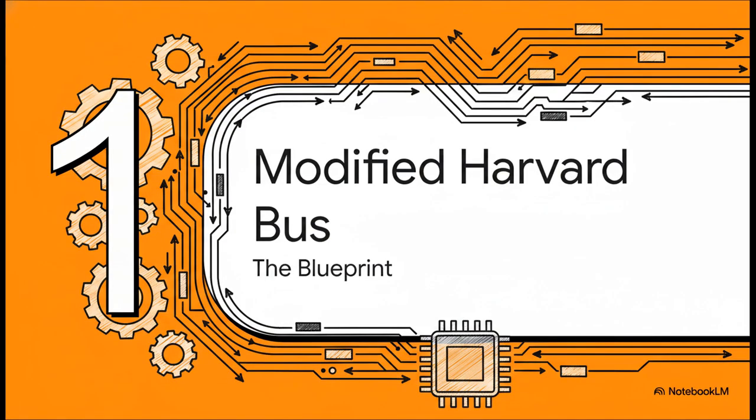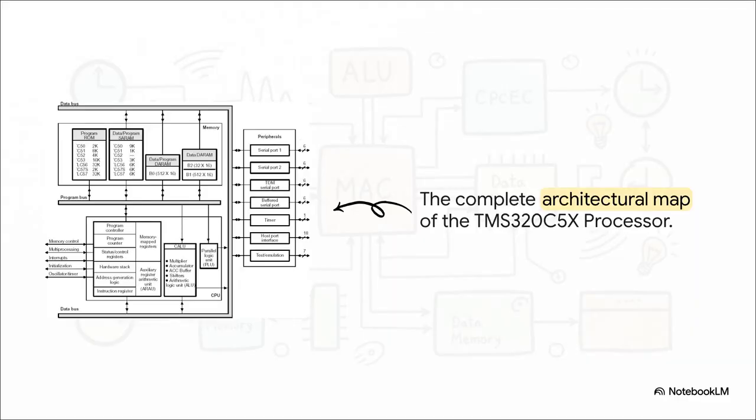All right, let's kick things off with Section 1, the modified Harvard blueprint. Take a look at this. It's basically the complete architectural floor plan of our factory. As you can see, it is divided up into some very distinct areas. You've got the CPU down at the bottom, the memory blocks sitting up at the top, and the peripherals over on the right. But I really want you to pay attention to those thick, dark lines running horizontally right through the middle. Those are our critical data and program buses.